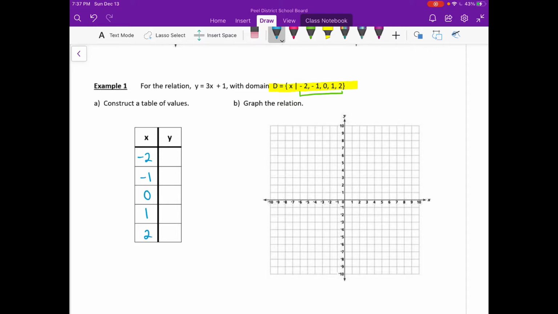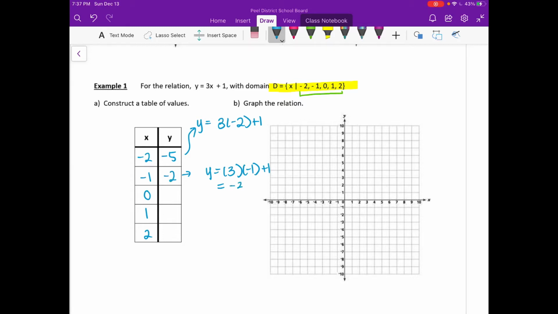And in order to find the y, I'm just going to plug it into the equation. So y equals 3 times negative 2 plus 1. You don't always have to write this in. I'm just doing it for the purposes of showing you how I found each y. So it's going to give me negative 5. And I'm literally just plugging them into my calculator. I'm going to do the same thing here. So y equals 3 times negative 1 plus 1, and again, you really don't have to do this, I'm just doing it to show you. Negative 3 plus 1 is equal to negative 2.